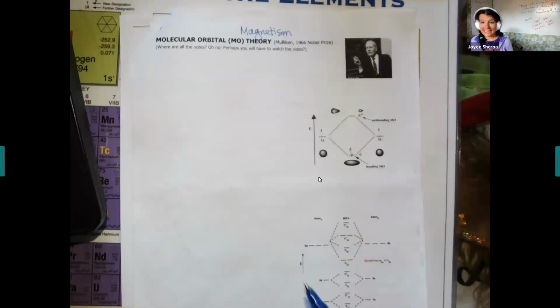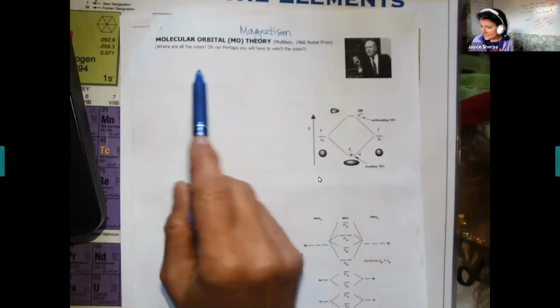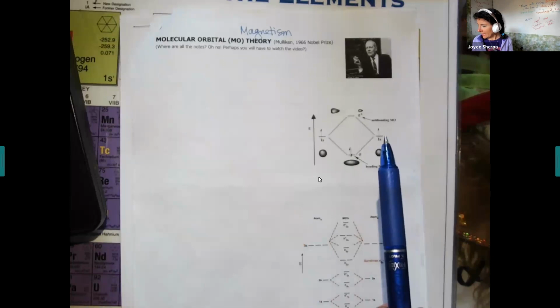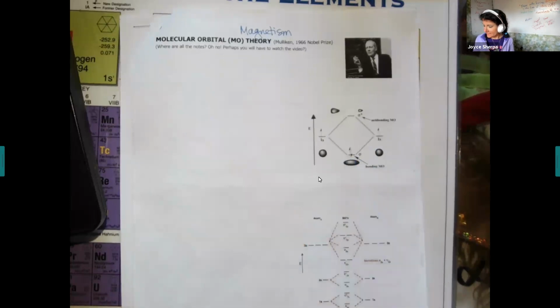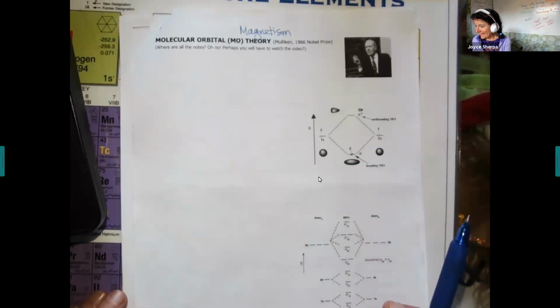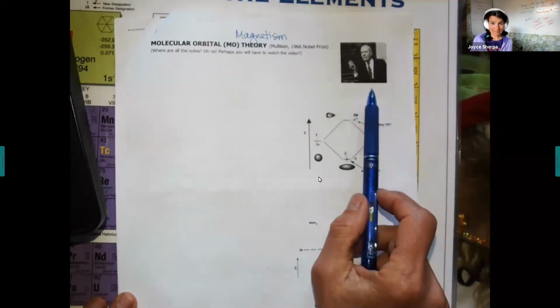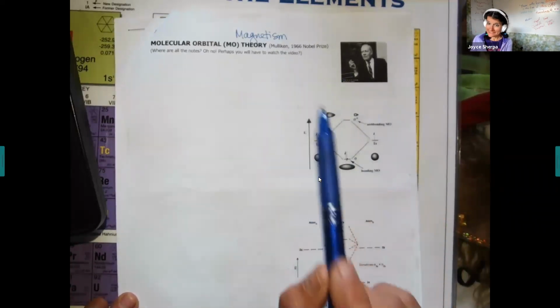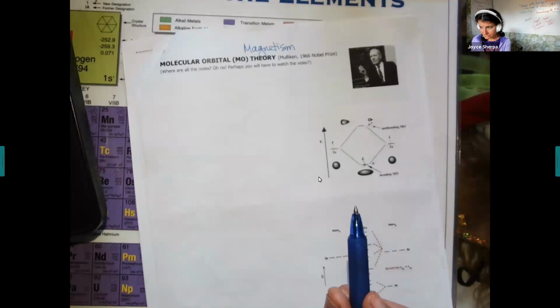So, yeah, I don't know if Major saw this. There's no notes because we're going to take notes on this page. And these pictures are important. And this is the guy who came up with this theory, and it does explain magnetism really beautifully.